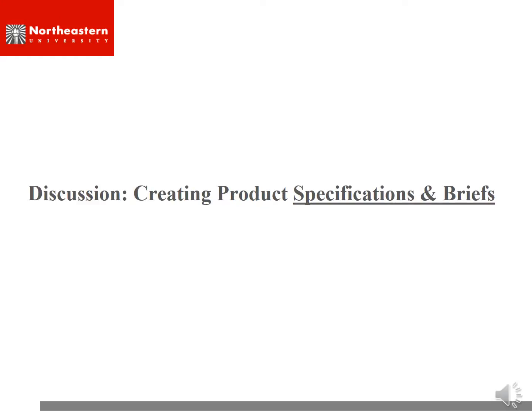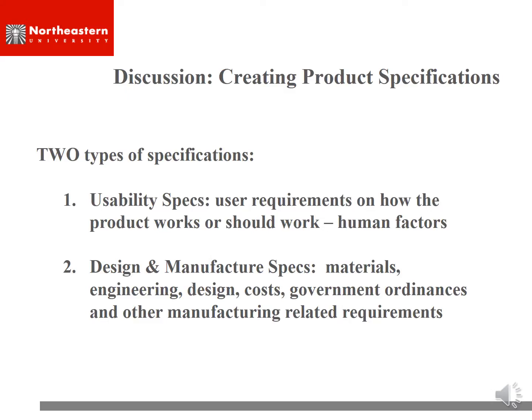Just very quickly, I want to talk about creating product specifications and briefs. There's two types of specifications. One is the usability specification. That's how the customer will interact with it. They see human factors. The button's big or the button's small. Where are the buttons?